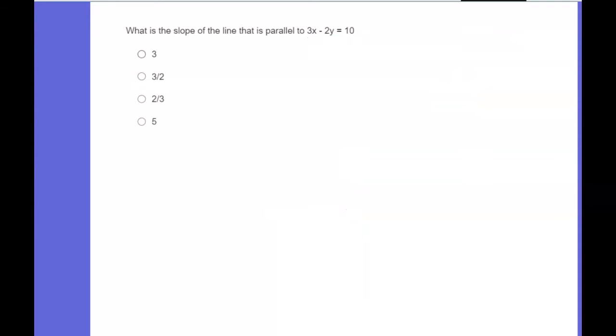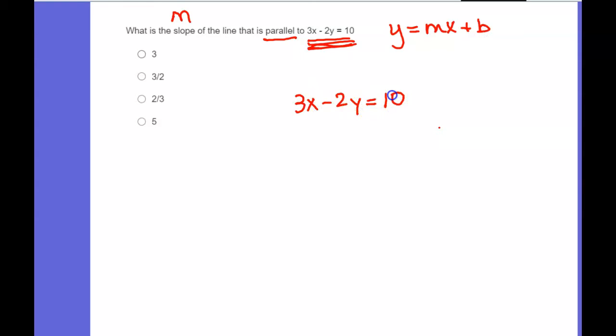Okay, the third question said, what is the slope of the line that is parallel? So in this unit we learned about parallel and perpendicular lines, and we also learned about line of best fit. So we're adding on to everything about linear equations. This time we're looking for the slope. If we're looking at this equation, we really want to first put it into slope-intercept form. It's not in slope-intercept form. That's key. That would be y equals mx plus b. So we want to solve for y. So I'm going to take 3x minus 2y equals 10 and solve for y.